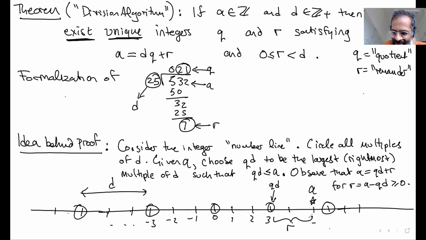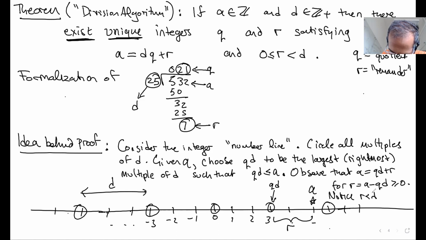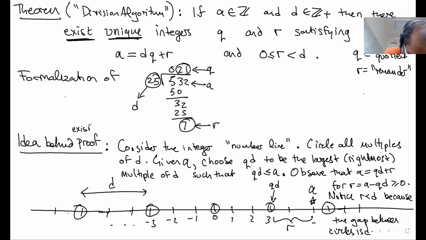This is not a formal proof. What you've said just now can be turned into a formal proof. Okay. So notice R is less than D because the gap between circles is D. I mean, we'll do a formal proof of this later. This proves the existence. It's just a number line. It's not something complicated. Let me formally do the uniqueness proof. But any questions about this sketch of the existence proof?